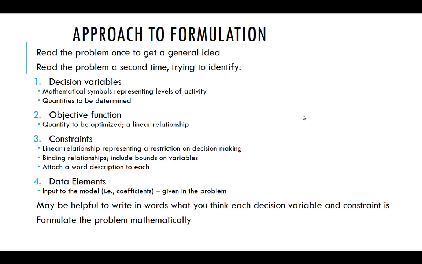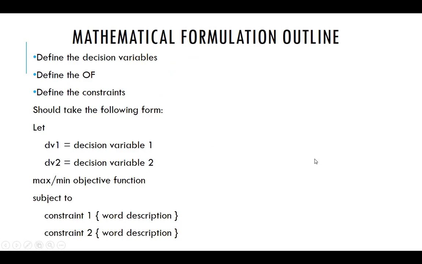And then constraints. Those are the binding relationships, the restrictions on us. And then attach a word description to each. Then our data elements, that's the input to the model, the coefficients. Remember, in integer and linear programming, a number is a number. They are not random variables. And then again, for our normal outline, you should say let, define a decision variable, be very specific of what they are, max or minimize the objective function subject to the constraints, and attach a word description to each. All right, so let's look at an example.